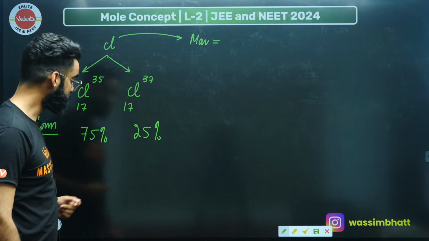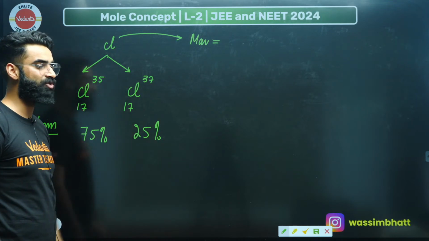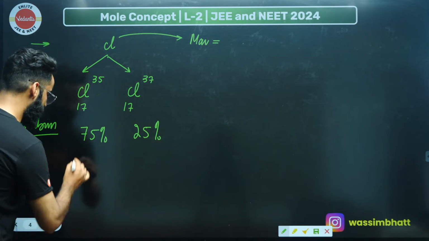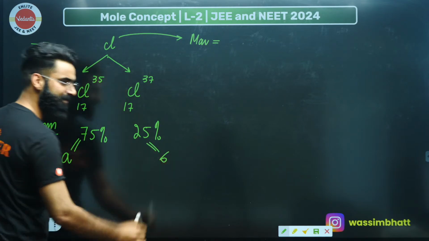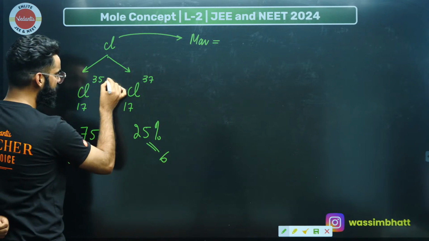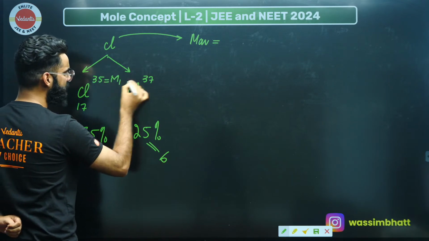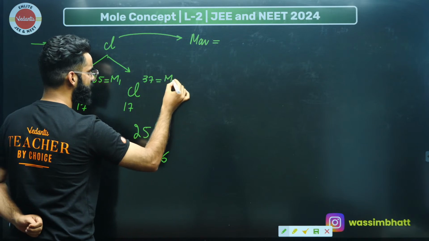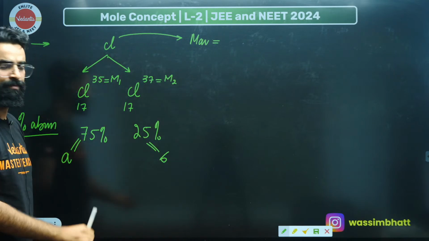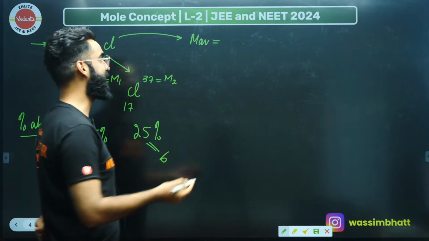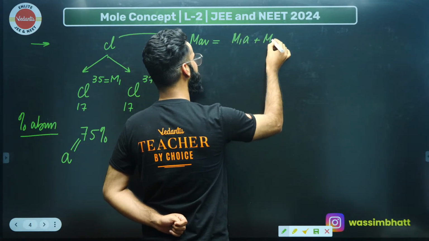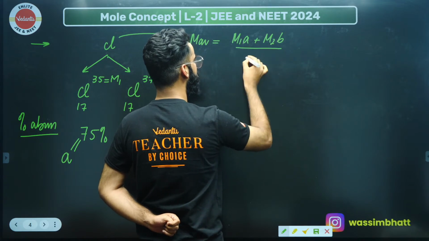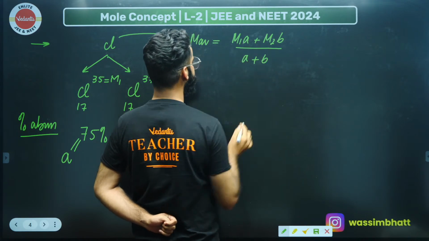Since I gave you the percentage abundance of these isotopes, and percentage abundances are represented by A and B respectively, should I be calling this M1? Should I be calling this M2? Absolutely, I can call them M1 and M2. Now you can clearly make a formula to calculate the average atomic mass. It's going to be M1A plus M2B divided by A plus B.